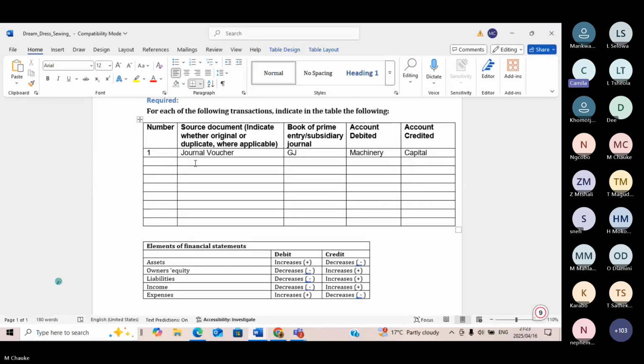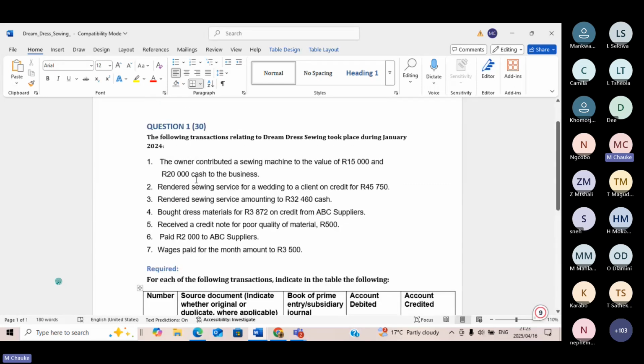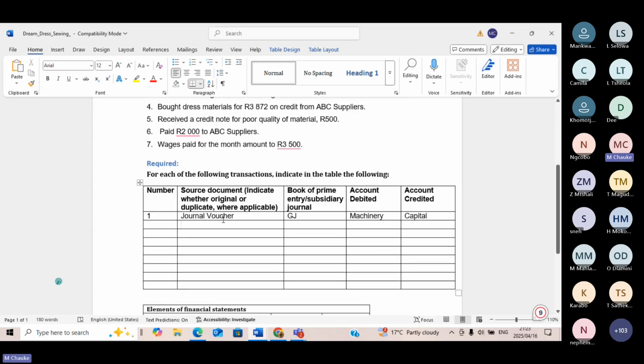Yes, Mr. Move. Okay, so now the next question, we're still in transaction number 1, is that the owner has contributed cash into the business. The 2 accounts affected are going to be bank and capital. So you can record this transaction in this way. The source document, because the owner is contributing money into the business, is going to be bank statement.